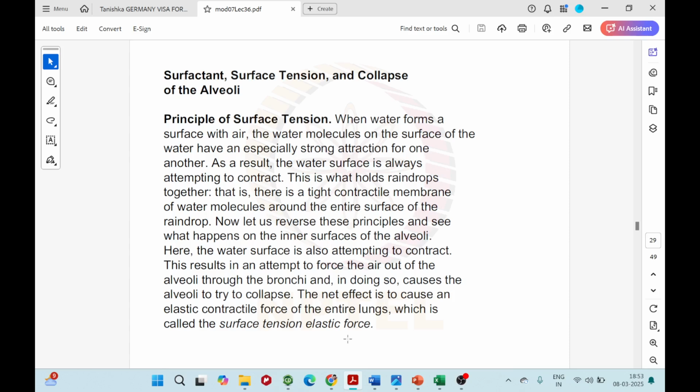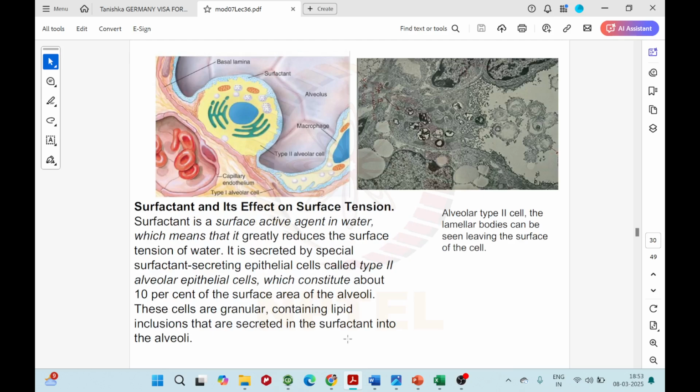So surfactant we have already talked about. This is the layer of surfactant that is being released by the type 2 alveolar cells. This is the type 1 alveolar cell, and this is the type 2 alveolar cell, which is releasing the surfactant to reduce the surface tension. Surfactant is a surface active agent in water, which means that it greatly reduces the surface tension of water, and is secreted by special surfactant-secreting epithelial cells called the type 2 alveolar epithelial cells, which constitute about 10% of the surface area of the alveoli.